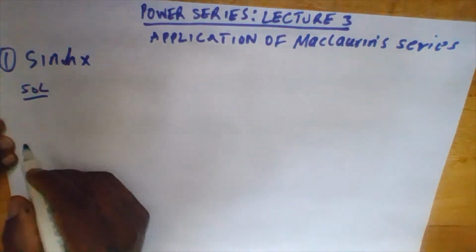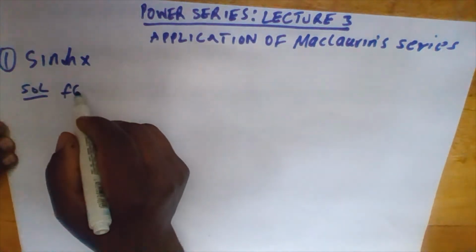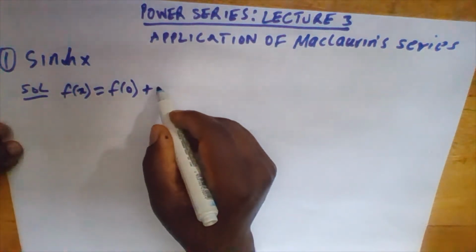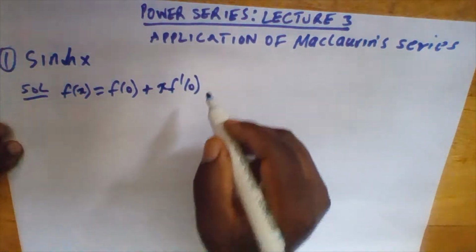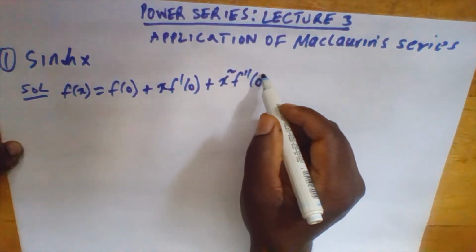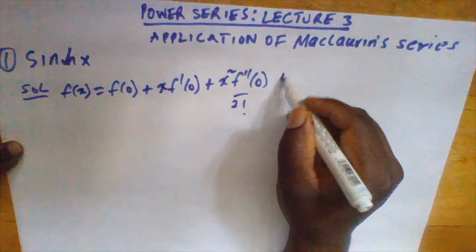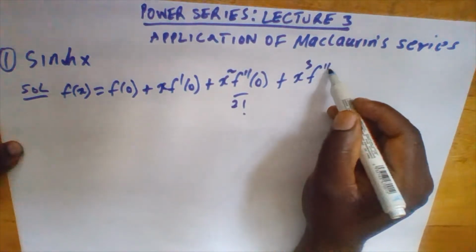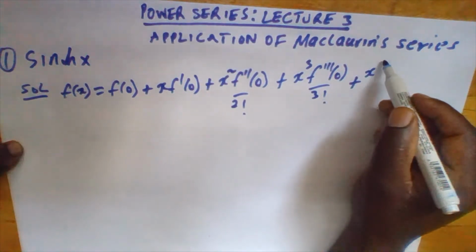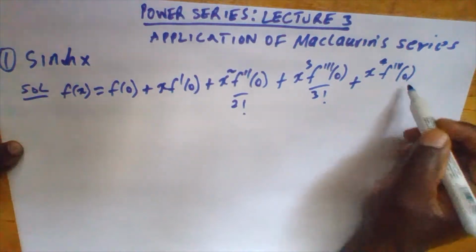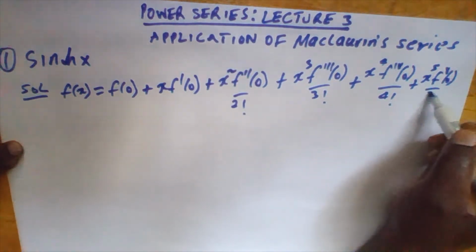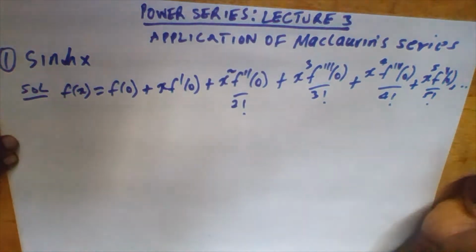Solution. Now we know that the Maclaurin series is given by f of x equals f of 0 plus x times f prime of 0 plus x squared f double prime of 0 over 2 factorial plus x cubed f triple prime of 0 over 3 factorial plus x raised to 4 over 4 factorial plus x raised to 5 over 5 factorial plus, so this is the Maclaurin series.